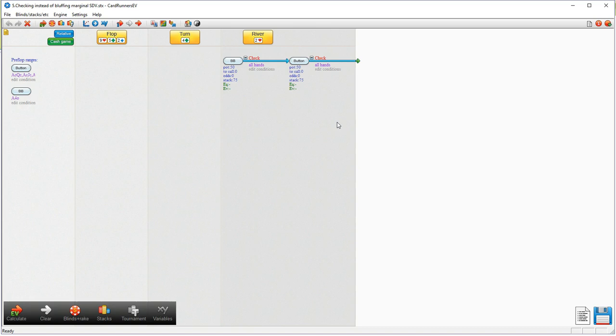But we want to have a starting point. And this is the simplest possible starting point. Our opponent doesn't bet any 9x hands and he never bluffs. Let's have a look at our expectation now. We can see here that our expectation has jumped up to 18 big blinds. In other words, it's actually a lot better for us to just check here than bluff.